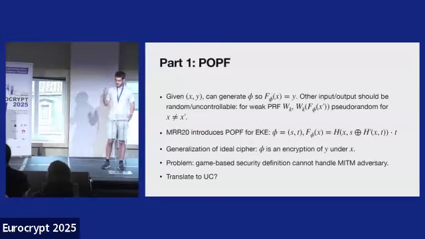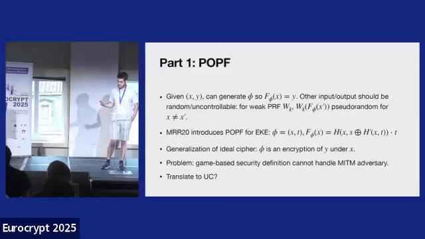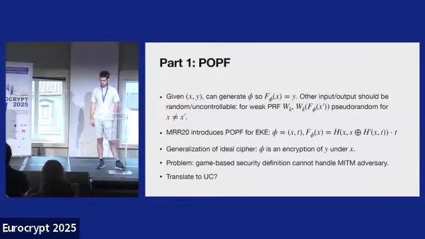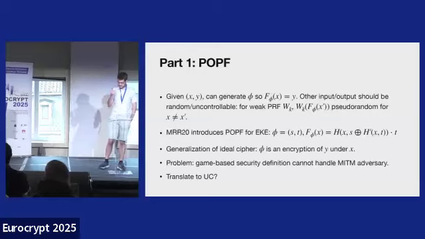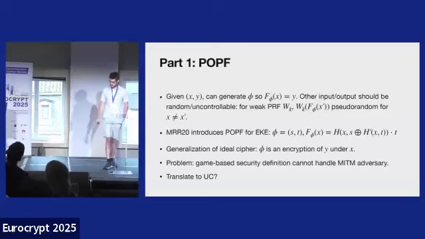And in particular, we have this kind of odd security property where if you have a weak PRF, these outputs should function as appropriate inputs for a weak PRF. So you evaluate a weak PRF, and this should also appear pseudo-random. Okay. So this paper from 2020, they introduced POPF for the purposes of making EKE more efficient. And they give a simple construction, like I said, in the random oracle model.